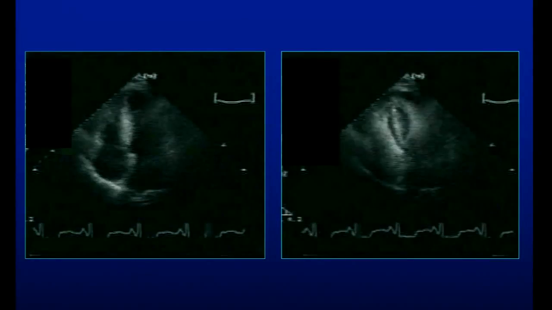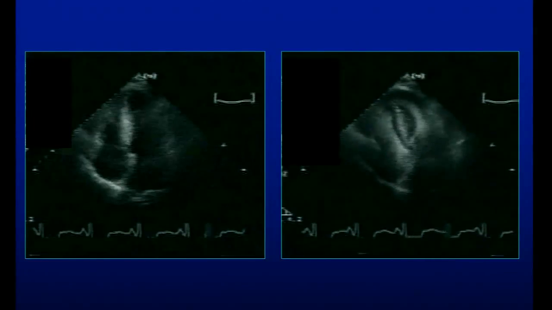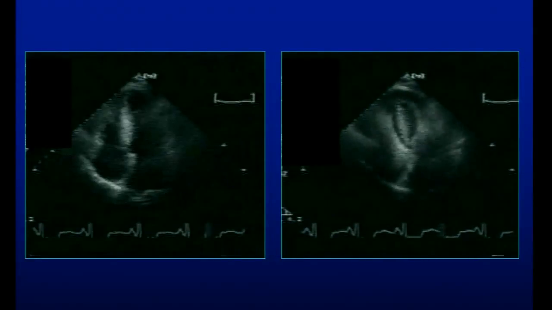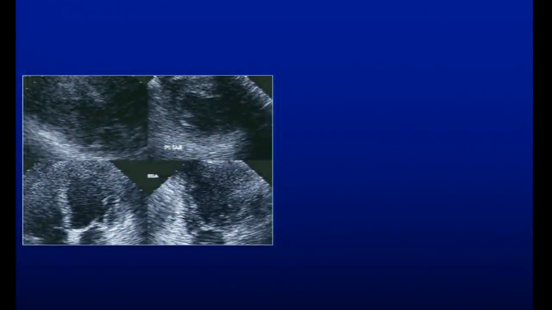How about this individual? Looks like hyperdynamic. I can't tell about regional function. I would guess that it's a hyperdynamic function. And this is this individual. Actually, it's a patient of Dr. Naga. And that's a hypertrophic heart. Quite a different. Even the septum looked generous, but I think certainly much more impressive than the other one.